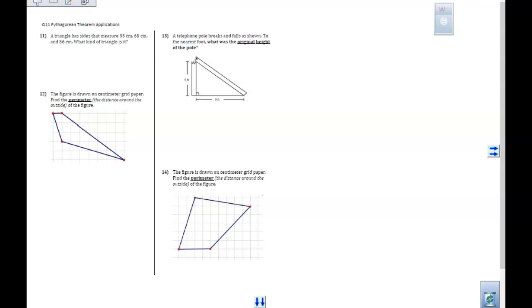So taking a look at number 12 right now. It says, the figure drawn is in centimeter grid paper. Find the perimeter, the distance around the outside of the figure. So if I'm finding perimeter, how many sides do I have of this figure that I have to add together? 1, 2, 3, 4, right? To get my full perimeter, okay?